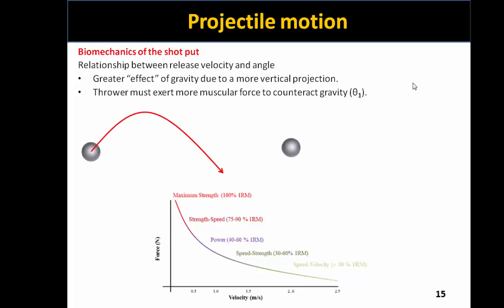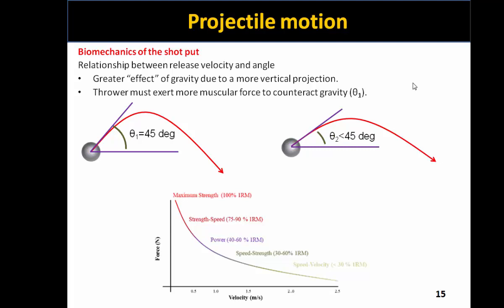So in this first example, here we see a release angle of 45 degrees. And in this latter example, here we see a little bit more of a shallow type of angle. Here the angle is less than 45 degrees. If that angle has a more vertical trajectory to it, more force and a greater release velocity must be applied in order to counteract that vertical orientation to achieve a better horizontal performance.